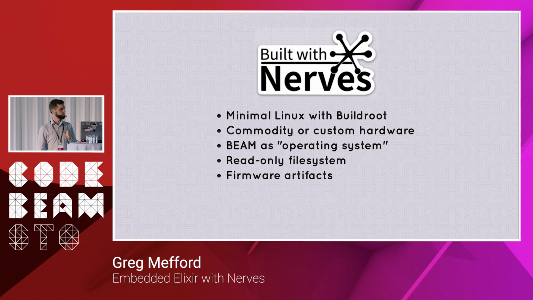So Nerves uses Buildroot to build a minimal Linux with all the drivers and things that you need for the supported hardware. We support commodity or custom hardware, but you need to do a little bit of work for your own custom hardware, obviously. We kind of treat the BEAM as the operating system. So we also have Linux as the operating system, but we have a very stripped-down Linux and depend on you to run your own things on top of that. As I mentioned, we have a read-only file system, which protects you against corruption when you lose power. And then we have these firmware artifacts for deployment and updates.